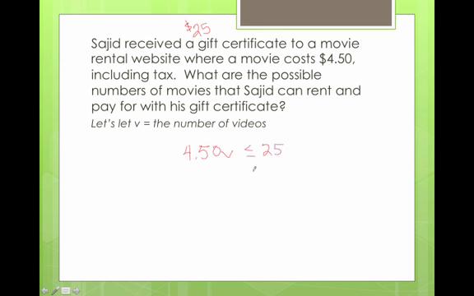And I cannot spend any more than $25. So I'm going to solve this, of course, by dividing both sides by $4.50. So, in fact, I'm going to find that V is less than or equal to, if I actually did that division, it's going to come out to 5.55. Again, like I said earlier in the video, how many opportunities do I have to get 0.55 videos? So how many can Sajid actually rent? Well, he can actually rent less than or equal to 5 videos.